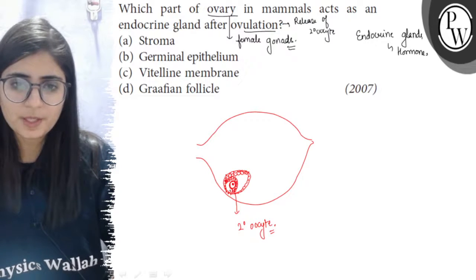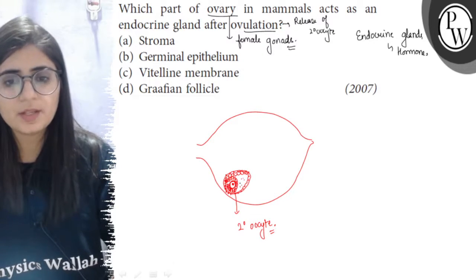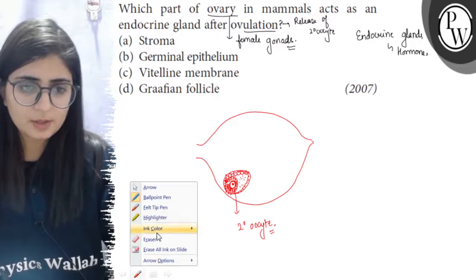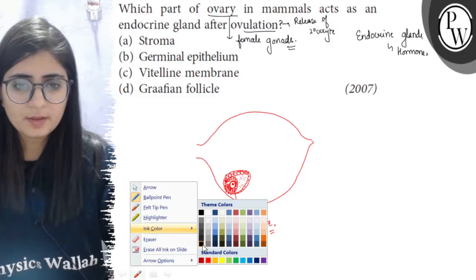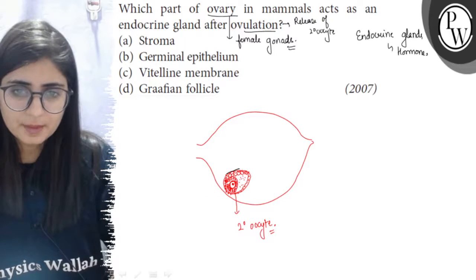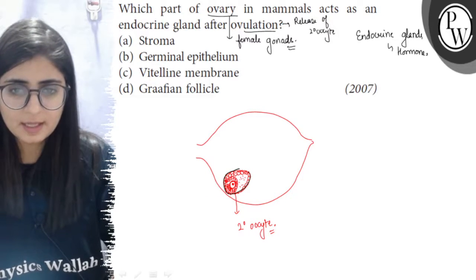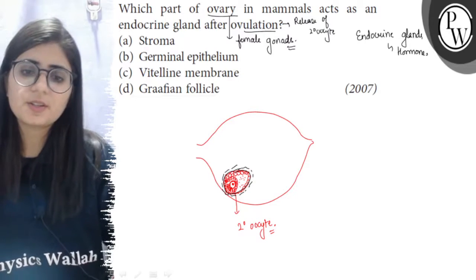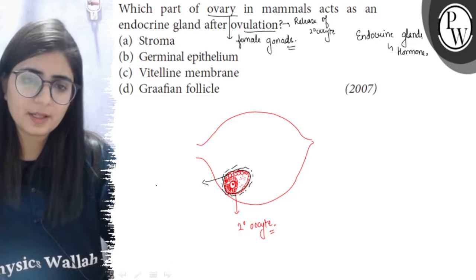So these are the follicular cells, and in between there is a cavity which is called the follicular antrum, and also here is the covering. This is the theca interna and this is theca externa. So this structure is a fully grown follicle and it is known as Graafian follicle.